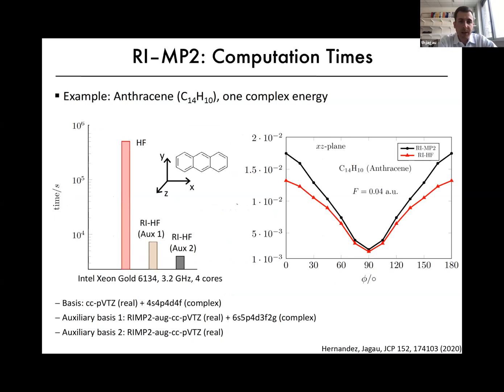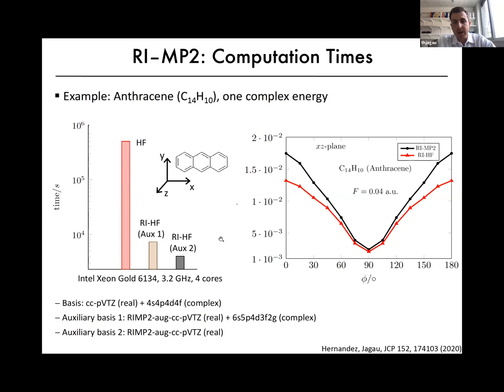What are the computation times like? Here we look at anthracene, 24 atoms, and 1 complex energy point. And as for other RI methods, the most you can save actually by looking at applying it to the Hartree-Fock part. So you see here, this is a logarithmic scale. You have gigantic savings, 2 orders of magnitude when you go from canonical Hartree-Fock to RI Hartree-Fock.